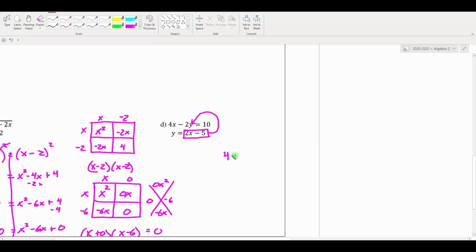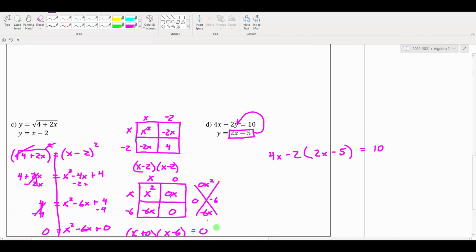All right, so we get 4x minus 2, but instead of a y, I'm going to replace it with 2x minus 5. Right, and this is all equal to 10. And this gives me an equation that I can solve. All right, you might have noticed right off the bat, this one wasn't like the other ones because it wasn't set up as a y equals like the other one. So I can't set these equal to each other like I did in the first three. So I have to use a different method, so we're using something called the substitution method.